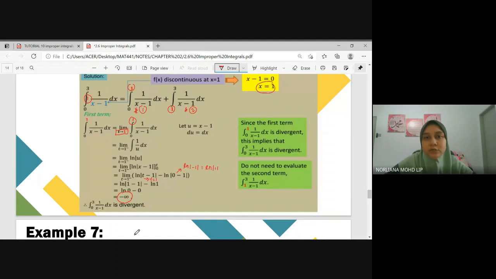So you all tak perlu nak cari untuk second term ni. Do not need to evaluate the second term because the first term is diverge. So this implies that the integral for this function from interval 0 to 3 is diverge or divergent. Itu about conclusion. Tapi ini kena betul lah untuk first term ni kan. So negative infinities. That's why kat situ kena betulkan untuk ln 0 ni. Ln 0 is negative infinity.